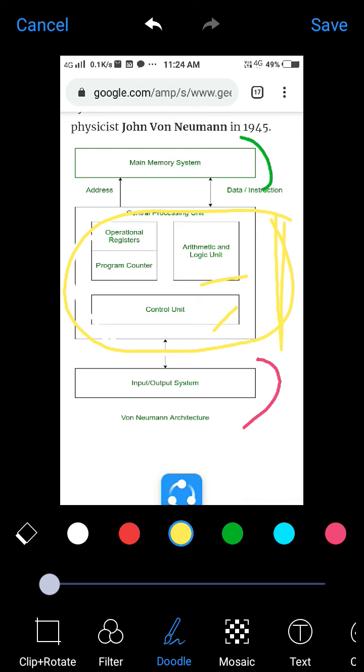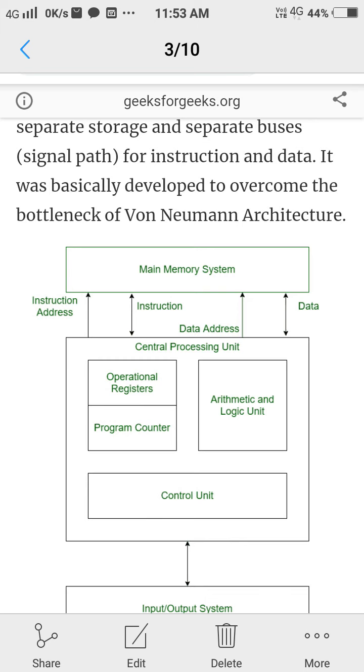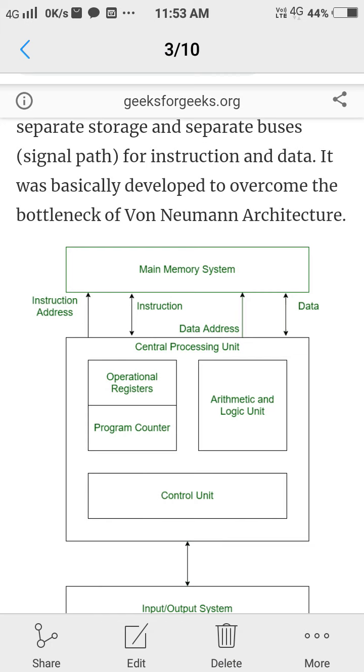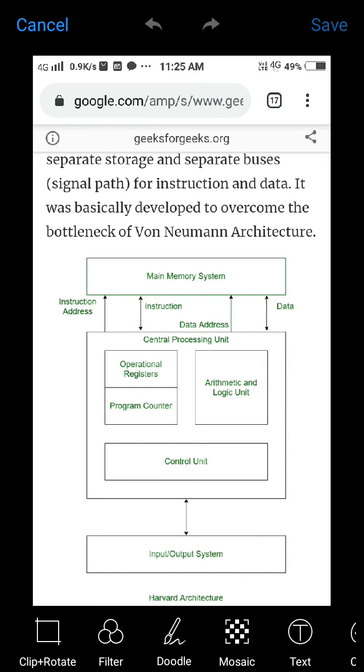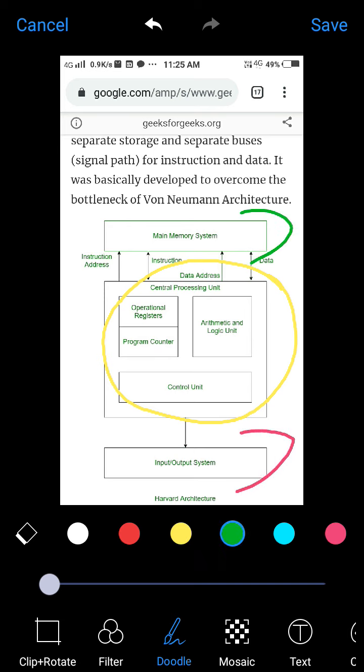Now let us see the Harvard architecture. This is the Harvard architecture. This also contains the same CPU, that is the register set, then program counter, arithmetic logic unit and control unit. This is the same as that in the von Neumann architecture. Here also the input output system is there. Here also the main memory system is there.